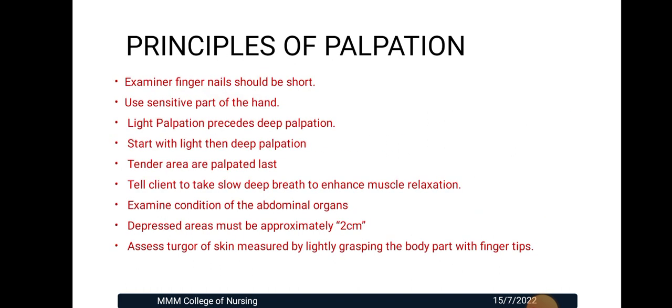Coming to the principles of palpation. The examiner's fingernails should be short. Use the sensitive part of the hand. Light palpation precedes deep palpation. Start with light, then deep palpation. Tender areas are palpated last. Tell the client to take slow, deep breaths to enhance muscle relaxation. Examine the condition of the abdominal organs. Depress the area approximately 2 cm. Assess the turgor of the skin by lightly grasping the body part with the fingertips.